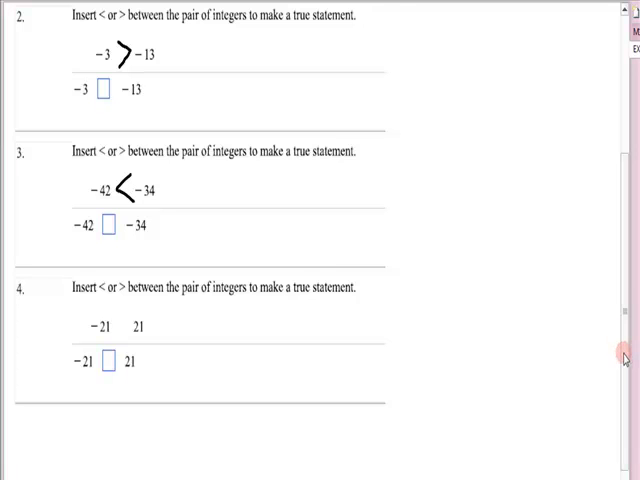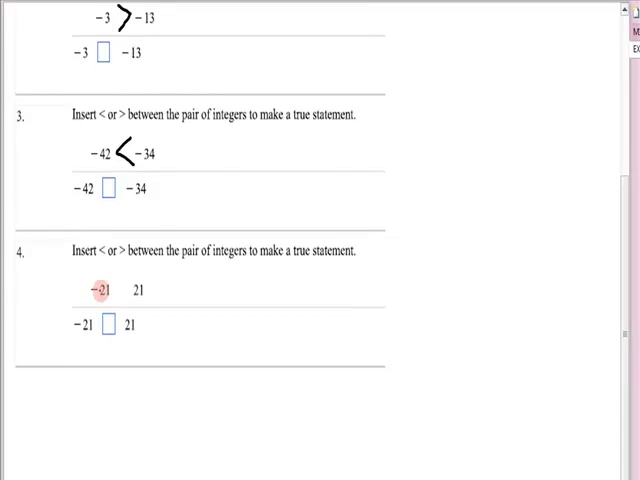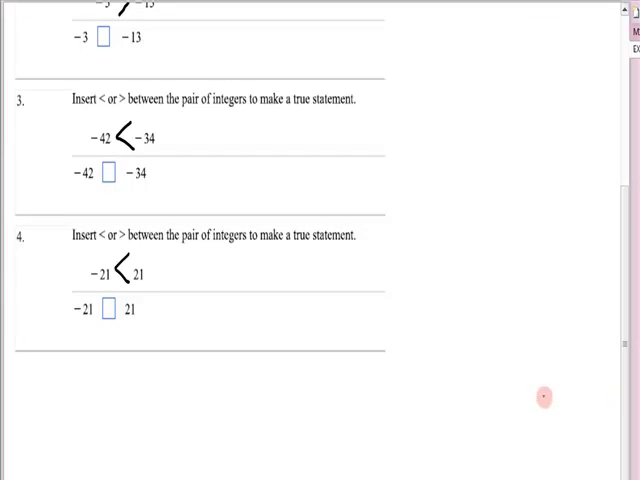Number 4, our final question. Compare negative 21 to positive 21. Well, a negative number is always smaller than a positive number, so it is less than. That was just a few examples, but I think that should be enough to help you compare integers.